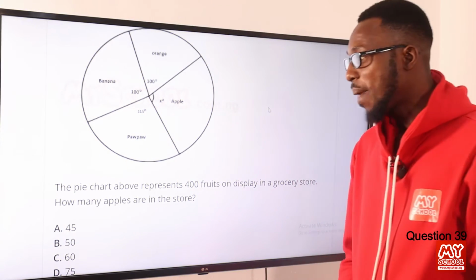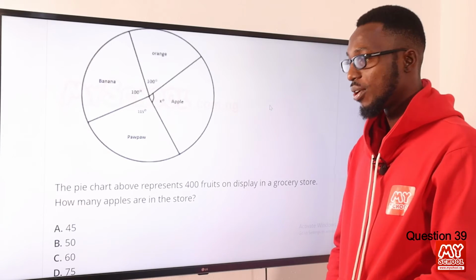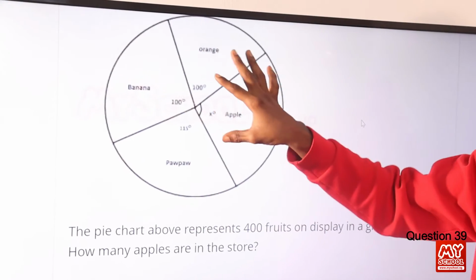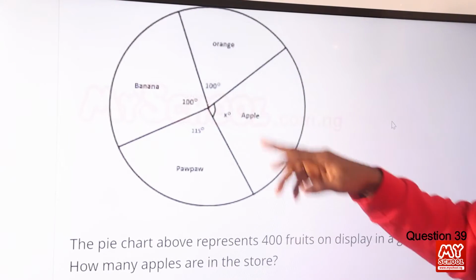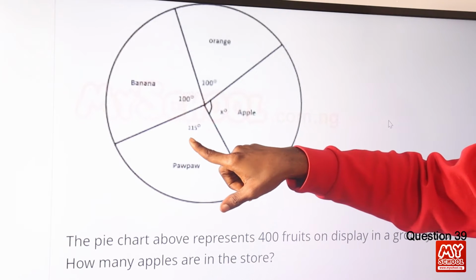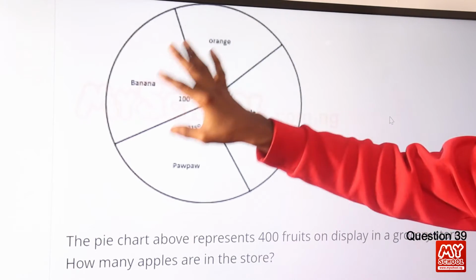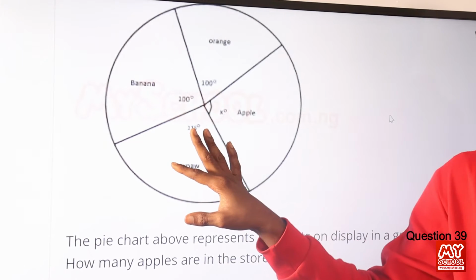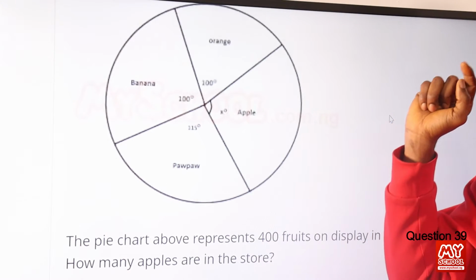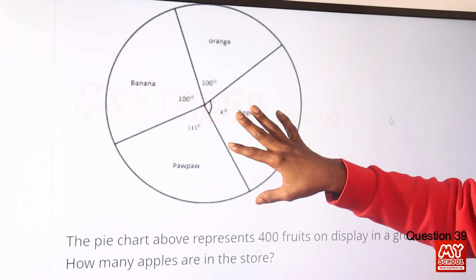Question 39. The pie chart above represents 400 fruits on display in a grocery store. How many apples are there in the store? We can look at the degrees assigned to each of these fruits. Orange is 100 degrees, banana is 100 degrees, and papaya is 115 degrees. Then we have apple, x degrees, unknown. The sum of all of these should amount to 360. So 100 plus 100 is 200, 200 plus 115 is 315, so 315 plus x equals 360.